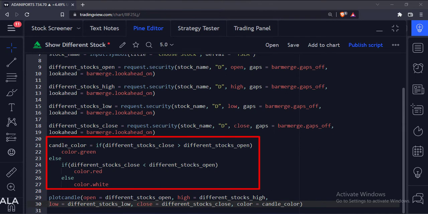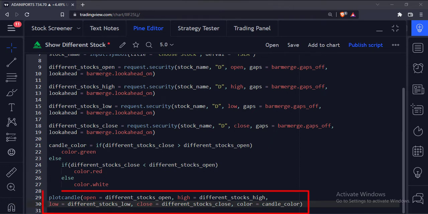Here we calculate the color of the candle. If the candle is bullish, we color it green. If the candle is bearish, we color it red. Otherwise, we color it white. And finally, we use the plot candle function. The first four arguments are the open, high, low, and close values of that selected stock. And the final argument is the candle color.